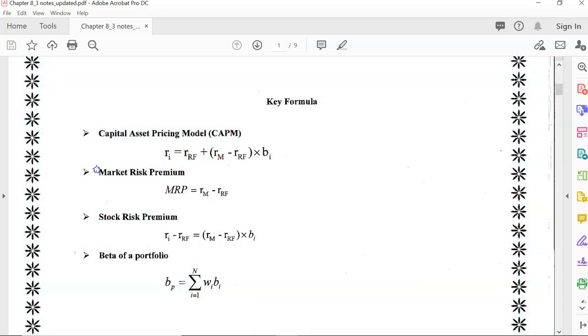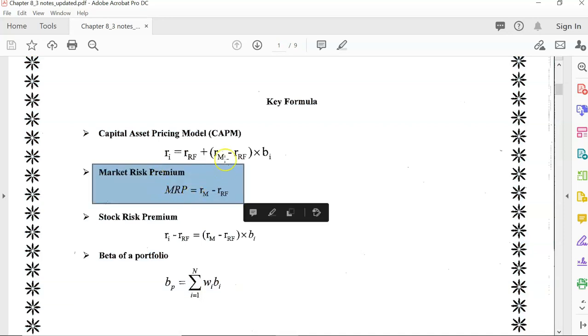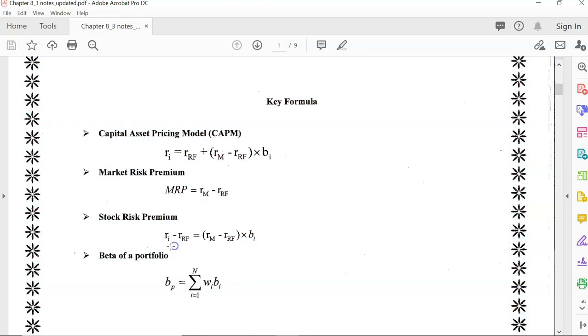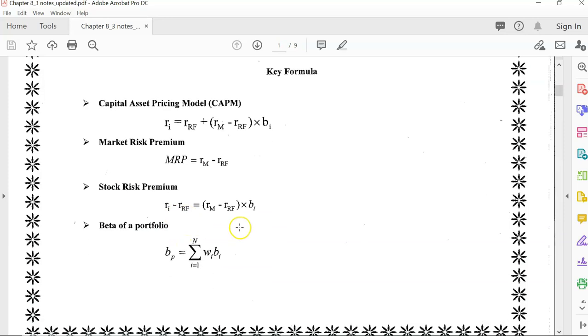Then we have 3 new concepts, including market risk premium. Again, in the capital asset pricing model, it is the stock market return minus the risk-free rate. We use MRP to stand for market risk premium. If we multiply beta by this market risk premium, we get the stock risk premium, which is RI minus RRF. This beta is defined as how much the stock contributes to the market risk. So using the market risk premium multiplied by beta, we can get the stock risk premium.